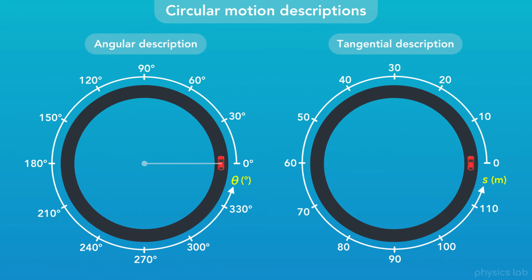Here's the two descriptions side by side. The car is doing the same circular motion in each case, but using the angular description on the left, we'd say the car moved to an angular position of 240 degrees, and using the tangential description on the right, we'd say the car moved to a position of 80 meters, based on that axis.